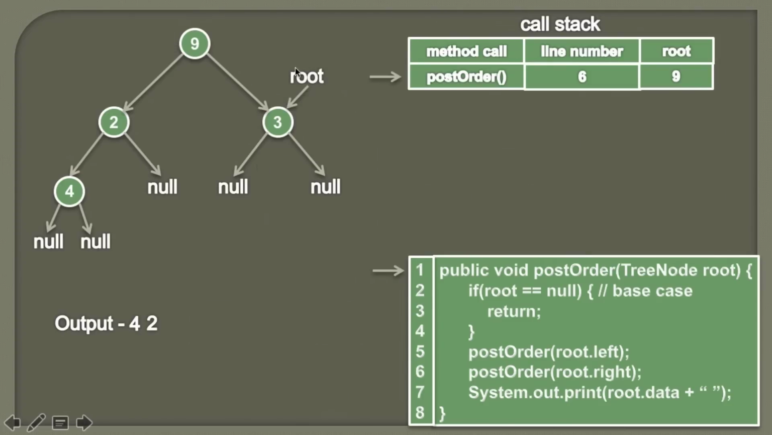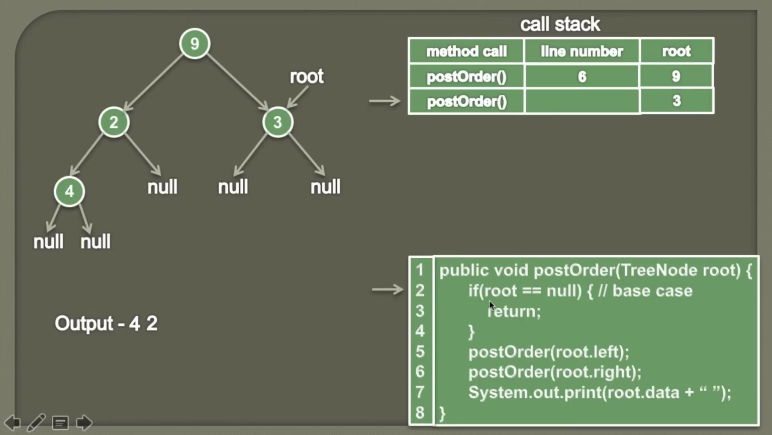So now root is pointing to the node 3, and we also know that there will be one more method on the call stack with the root as 3. So friends, now let's start the execution of this post order method with the root as 3. In the first step, we will check whether root is equal to null or not. So currently root is pointing to node 3, therefore it's not null. And at the line number 5, we will again call post order method, and this time we are passing root's left, which is nothing but the null value.